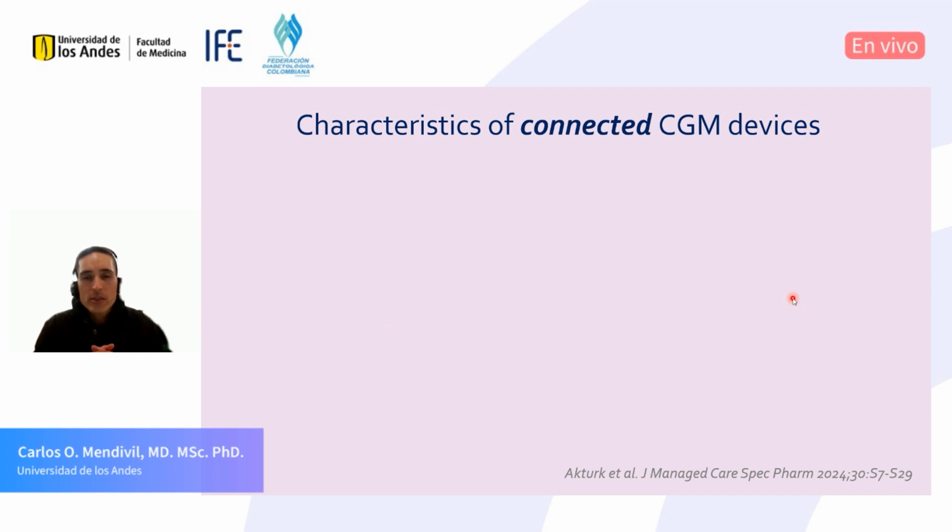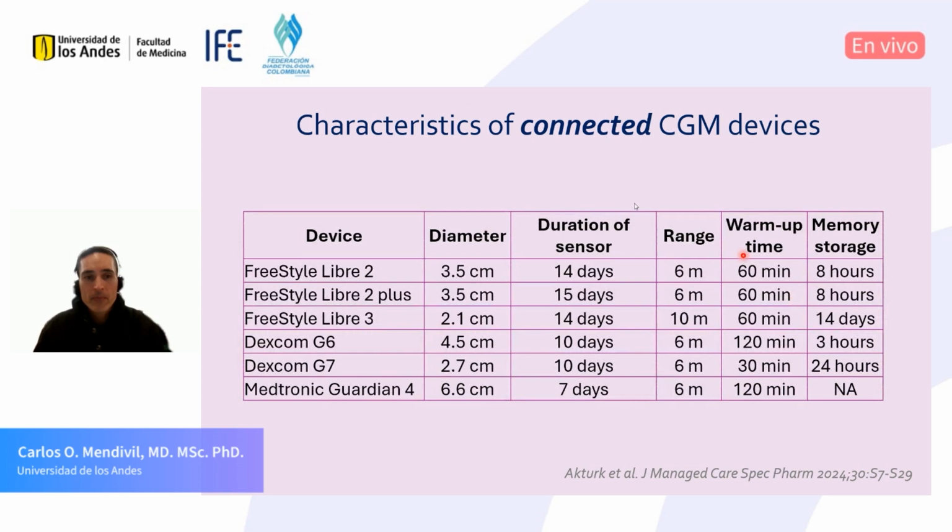Now, on top of that, some CGM devices are able to be connected wirelessly to other objects or, say, cell phones. So I want to summarize here the characteristics of connected CGM devices. This is not an exhaustive list, but these are maybe the ones that are most popular or widely used: the Freestyle line, Dexcom, and the Medtronic Guardian. This is the diameter. It is usually very small, between 2 and 6 centimeters. They're also very discreet, very easy to wear, to install, and to peel off. The duration of the sensors is between 7 and 14 days.